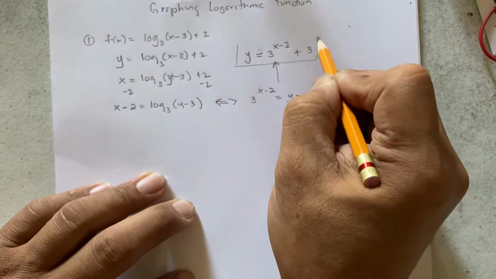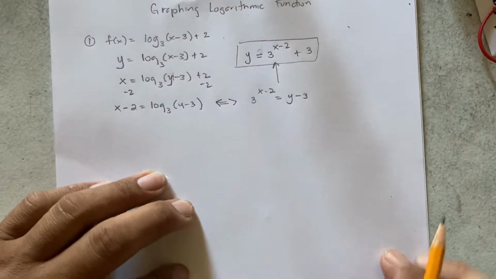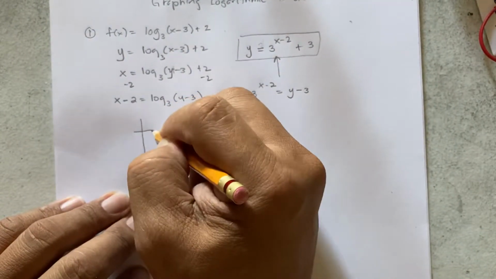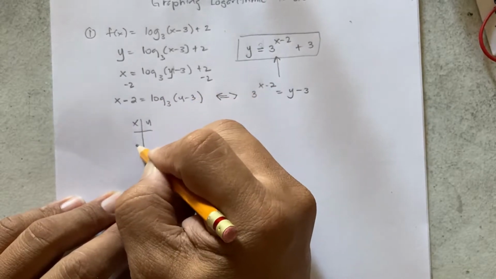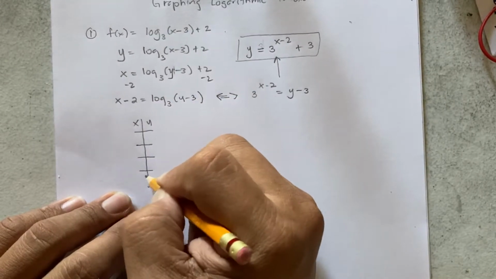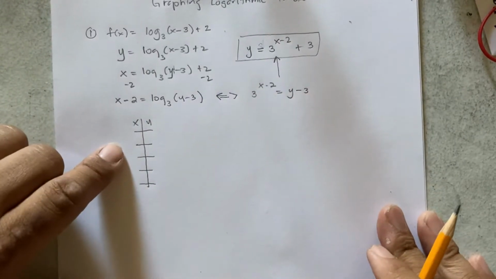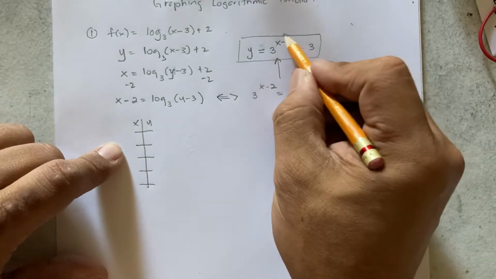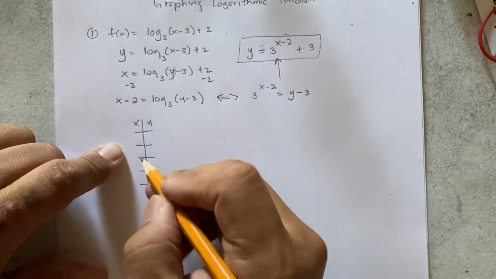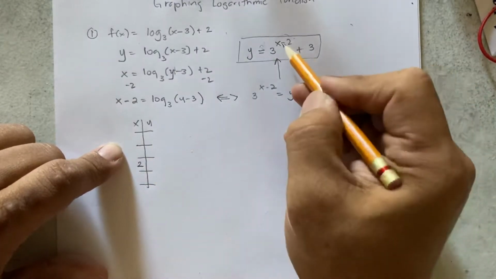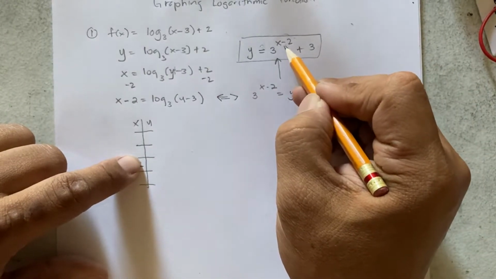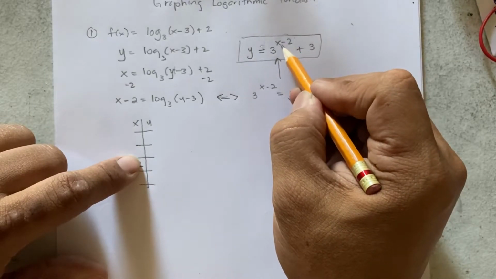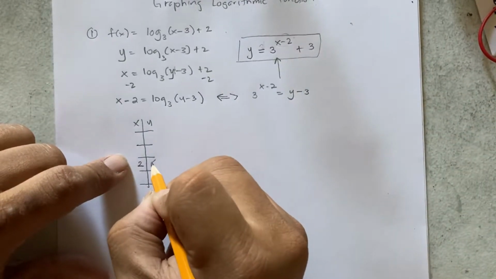So we're going to take the points of this one. What I'm going to do is make a table of values, x and y. So I'm going to pick 4 points: 1, 2, 3, 4. And I'm going to start with 2, because the exponent is going to be 0 if I start with 2. Okay, so I'm going to put 2 here. 2 minus 2 is 0. Anything to the 0 is 1. 1 plus 3 is equal to 4.